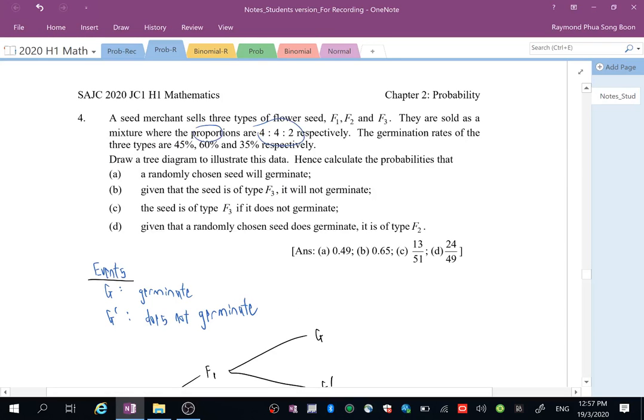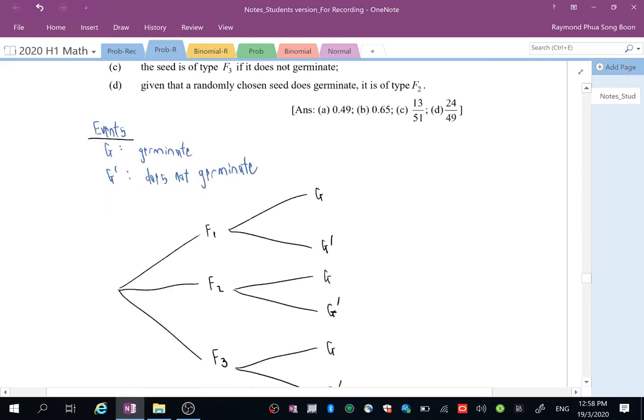So what's the probability that the flower seeds belong to each type? You are told the proportion is 4 to 4 to 2. So the probability of the first kind, F1, will be the proportion divided by the total proportion, which is 4 plus 4 plus 2, which is 10. So the probability will be 0.4. Likewise, for seed F2 it is also 0.4, and for seed F3 it will be 2 divided by 10, which is 0.2.